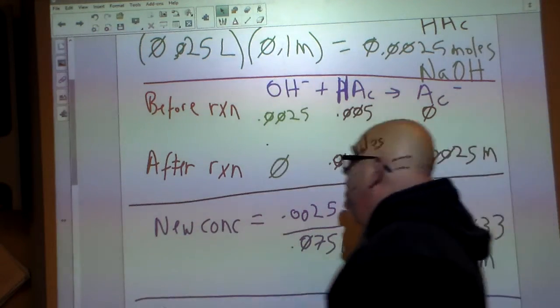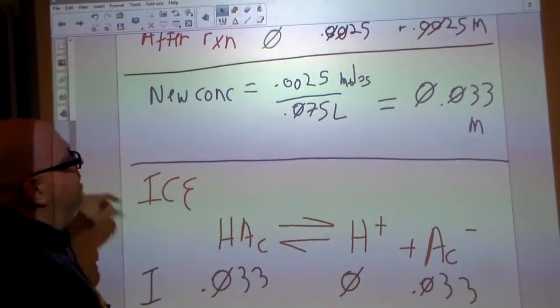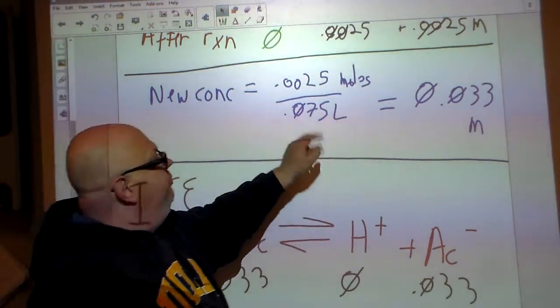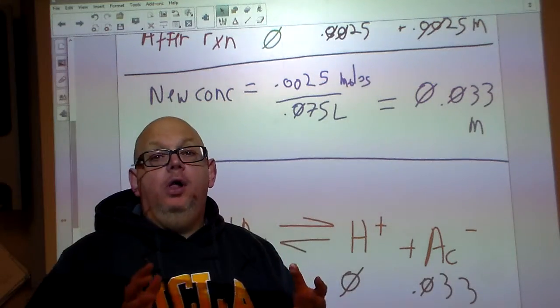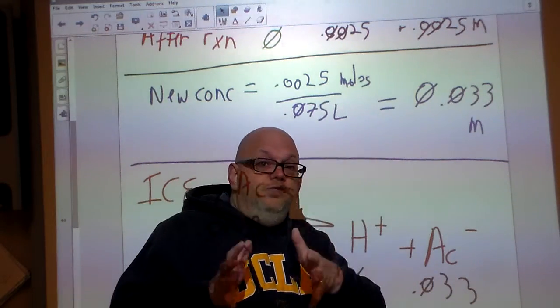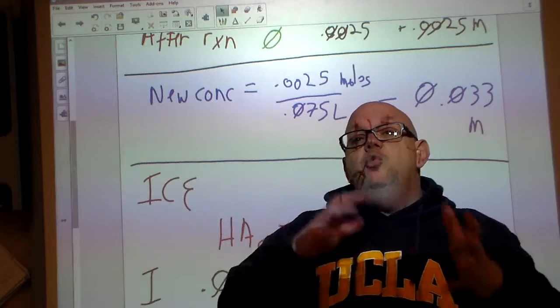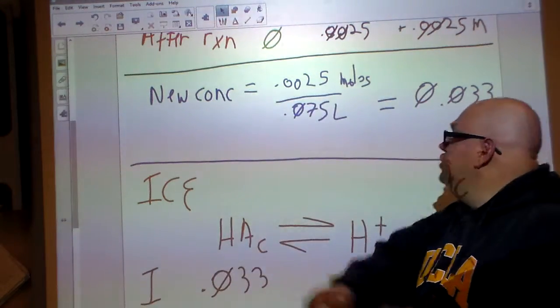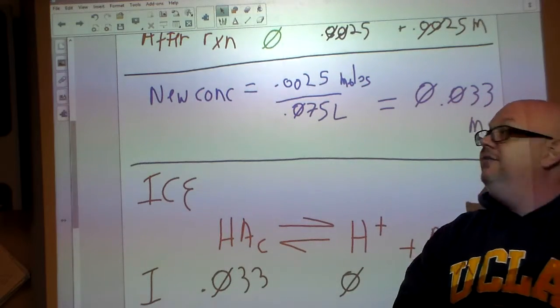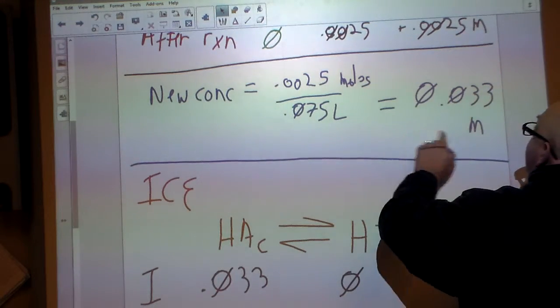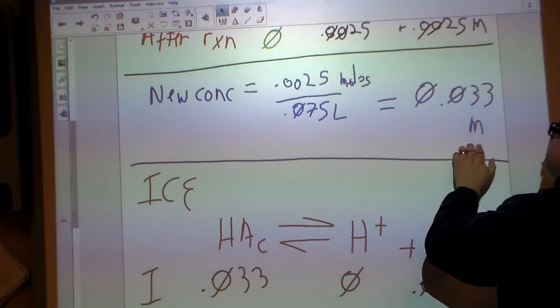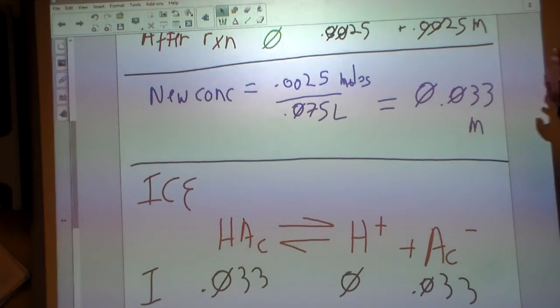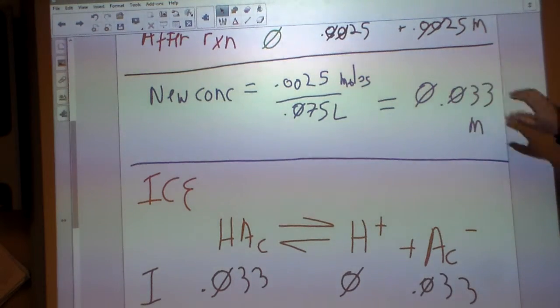So the bottom line is, for our new concentration, we have our moles divided by the total volume. When you took the 50 milliliters of the acid and added 25 milliliters of the base, you have 75 milliliters total, which gives us 0.075 liters. And now we have our concentration of our acid and our concentration of the acetate to begin with.